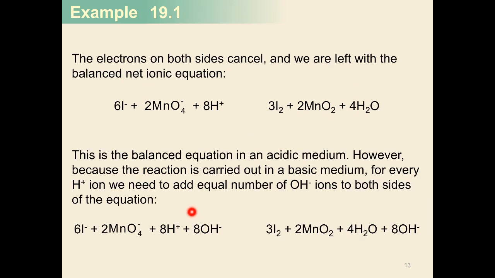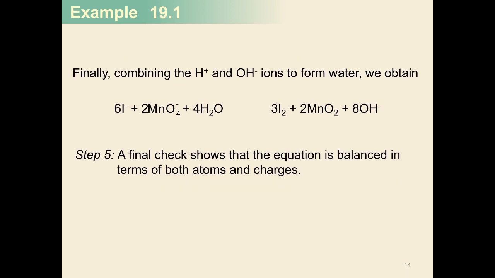Basically, this becomes water molecules. You have 8 water molecules, which can be cancelled out because you have 8 water molecules on the reactant side and 4 water molecules on the product side. So we cancel out 4 from this side. We have 4 water, and of course there's no longer water here, but the remaining hydroxide ions are left on the product side. So this is the balanced redox reaction in a basic medium.